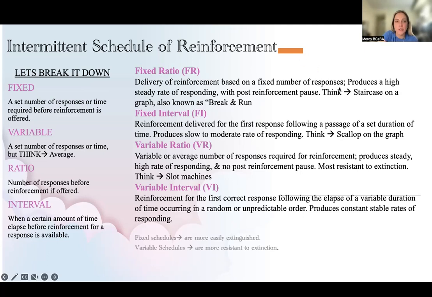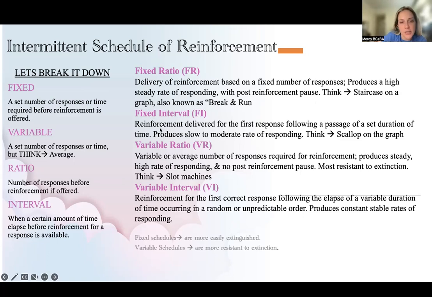This type of schedule produces a high, steady rate of responding with a post-reinforcement pause. So think staircase on a graph. If they ask you a question, they put different types of graphs, and they ask you which graph displays fixed ratio, just remember a figure of a staircase. You're going to get that answer correct.